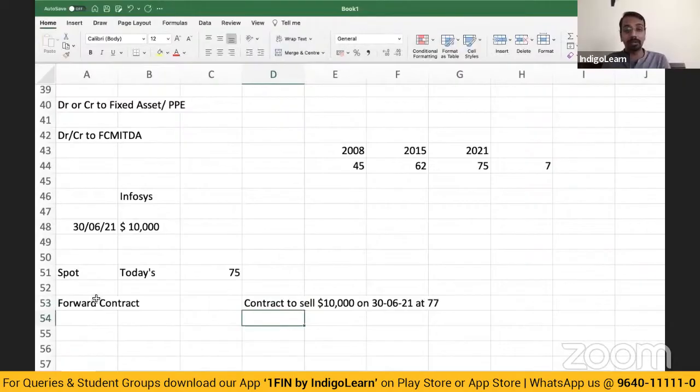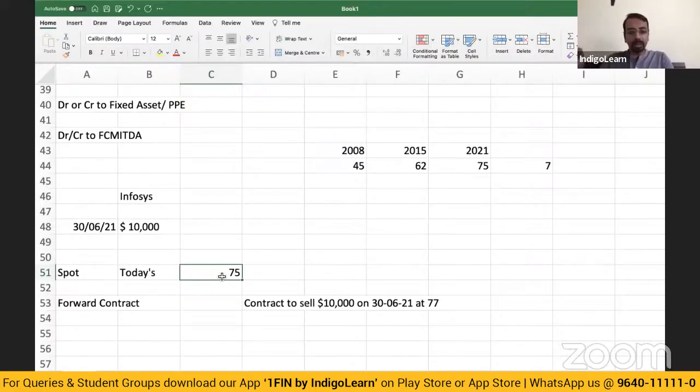Understand this transaction very carefully. You'll be able to understand the forward premium and amortization related concept. Today we sold $10,000. The rate is 75. After 6 months, when I receive $10,000, I do not know what the rate will be. So today itself, I go to a bank and say, boss, after 6 months, I'll be receiving $10,000. I am selling this $10,000 to you after 6 months. You agree for a rate. The bank says, okay, we will buy at 77.